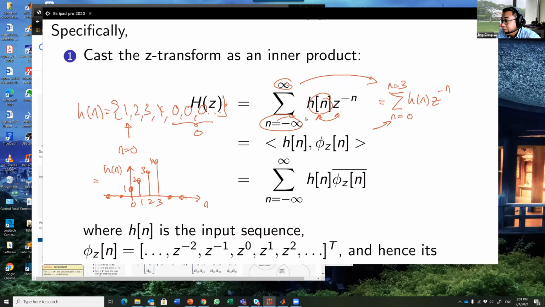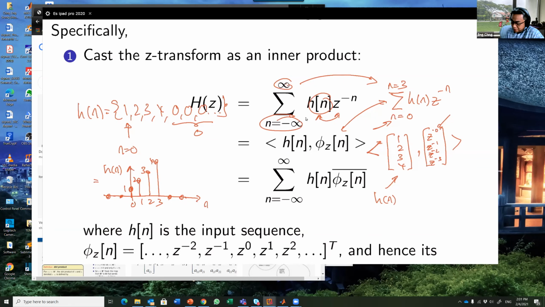Now, let's open it up, guys. I told you that this guy looks like this guy. So I'm going to do an inner product of, what's this number? 1, 2, 3, 4. So far, okay? So this is still h of n. What about this guy? Once you have figured out this vector, then, okay, let's force fit in: z to the power of minus 0, z to the power of minus 1, z to the minus 2, z to the minus 3.